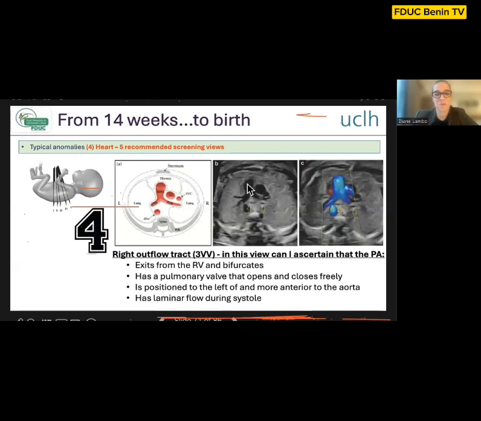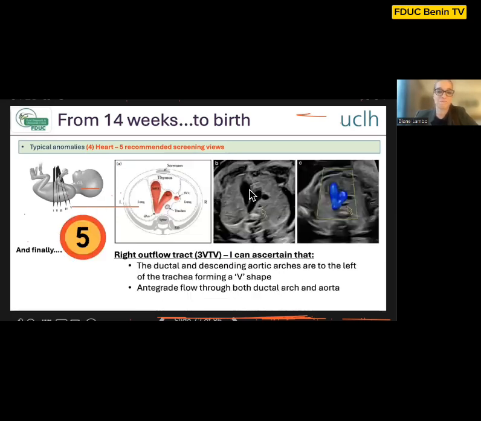So again, at the top here, what you will be able to see is that whitish little valve opening and closing on your video. And is it positioned slightly to the left and more anterior to the aorta? So the aorta is this middle bubble here. All the way to the right, you have your superior vena cava. So your superior vena cava, your aorta, and your pulmonary. The pulmonary is slightly anterior and more towards the left of the aorta, okay? And in doing so, you can determine that the great vessels are correctly aligned. You're ruling out an underlying condition like, for example, transposition of the great arteries.